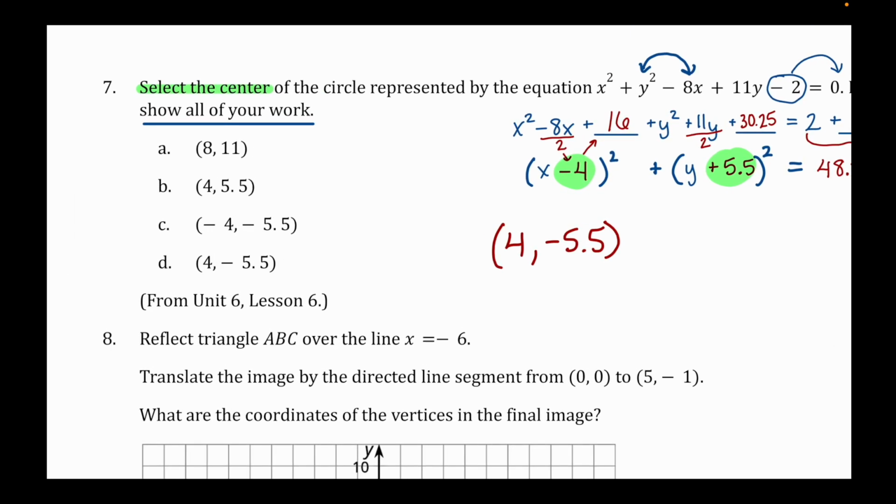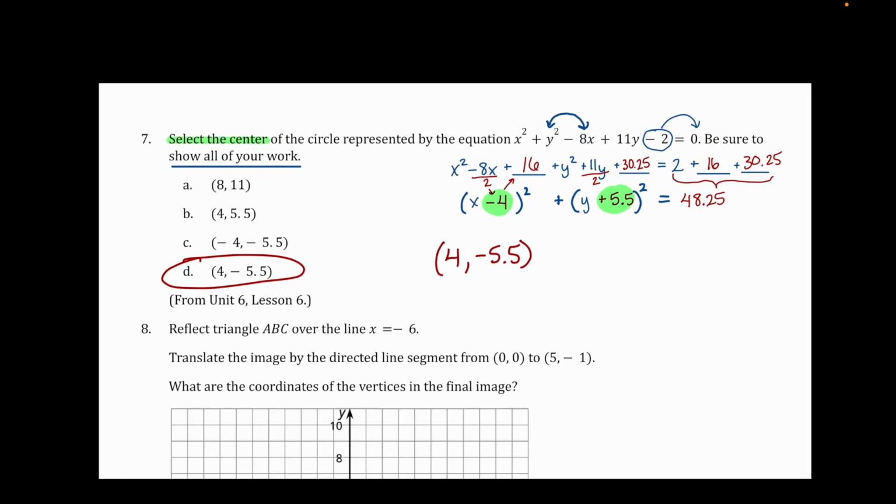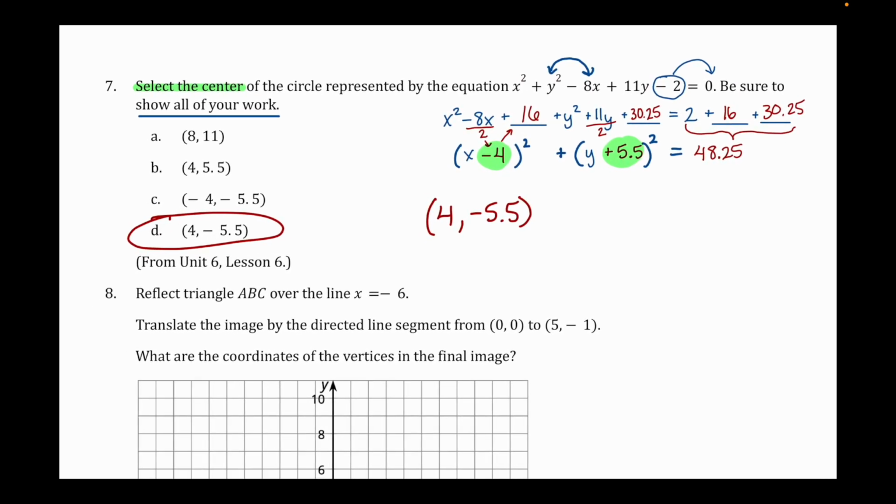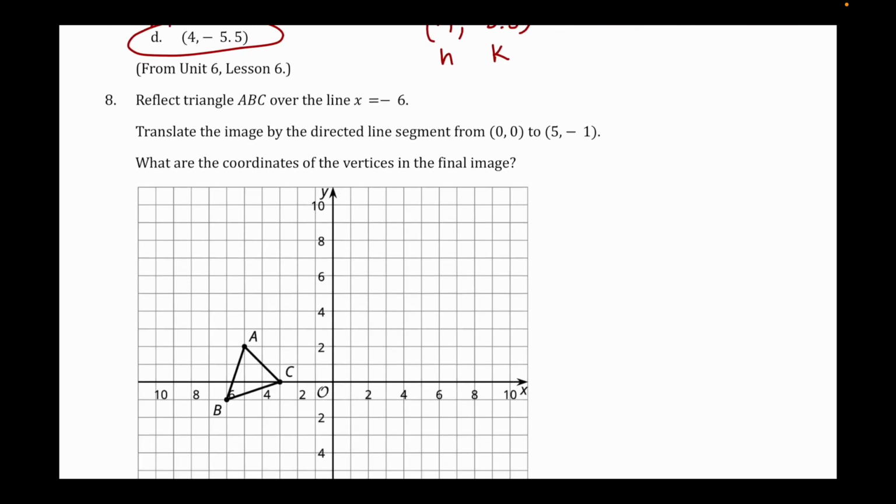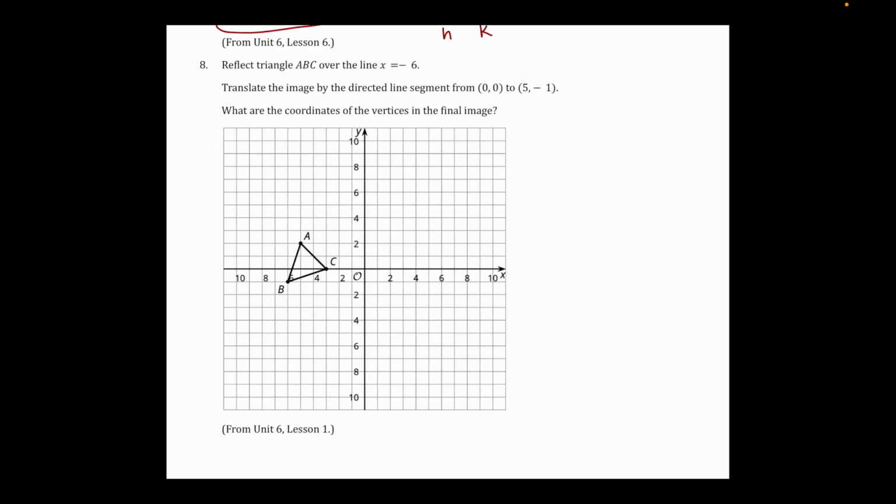And that one here, option D. And remember, that's because the standard form of our circle here is x minus h squared, and our values here are just the positive version of h and the positive version of k. So we change our signs. That's going to bring us down to the last question, which is to just do some transformations.